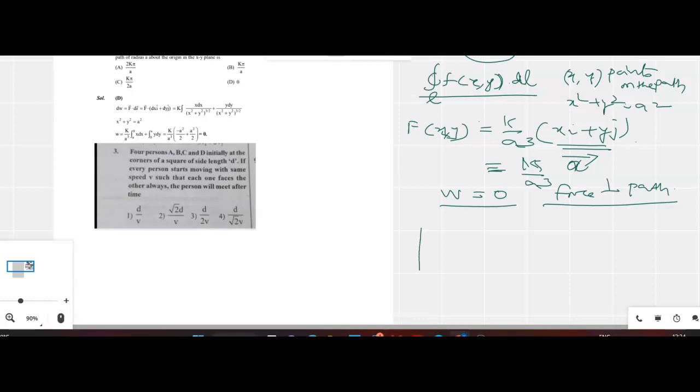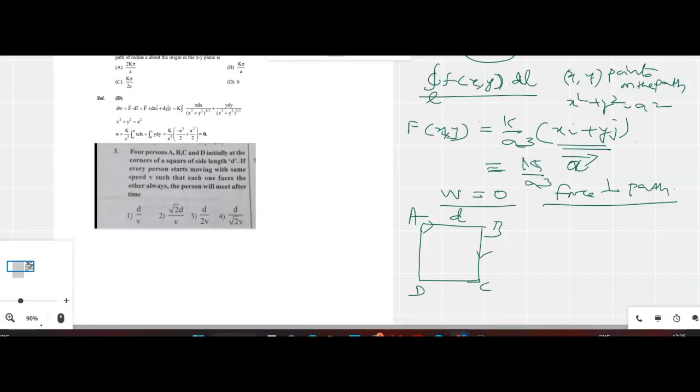They are actually going along a path. So this is ABCD. Now it says this is the length d, and they start moving with uniform speed v each. So every person starts moving with the same speed v such that each one always faces the other. The persons will meet after what time?